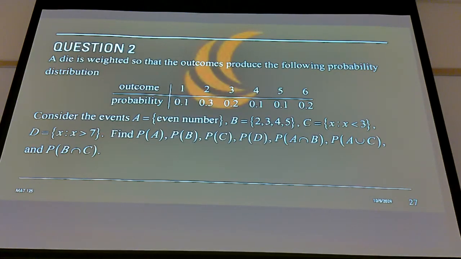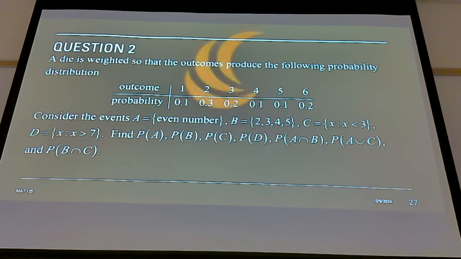These events, are they mutually exclusive? So when I say events, I mean the outcomes. Are the outcomes mutually exclusive? Yes. You can't roll both a 2 and a 5, right? That's going to make life a little bit easier.